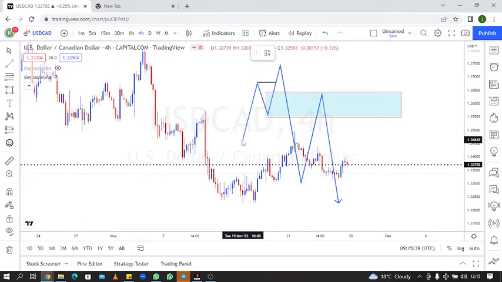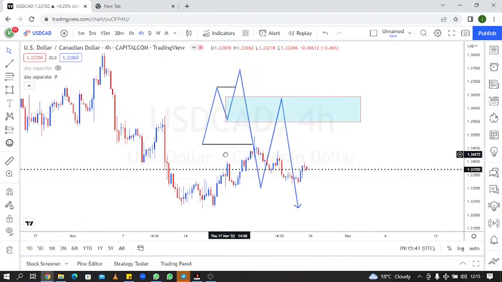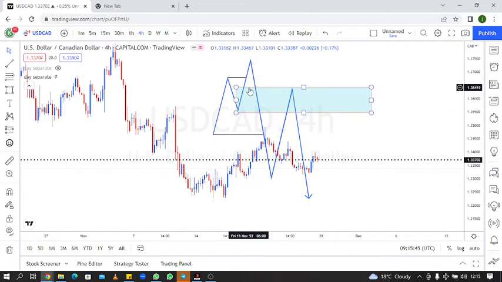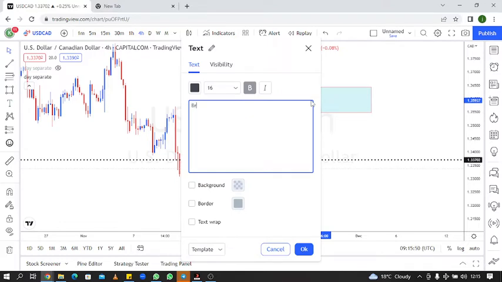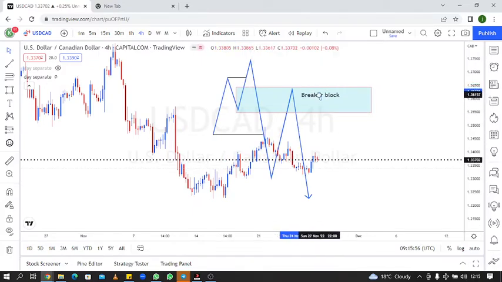But there must be a breakout structure. You see, there must be a breakout structure. So this is a breaker block. It must form like that. A breaker block. So we trade breaker block.